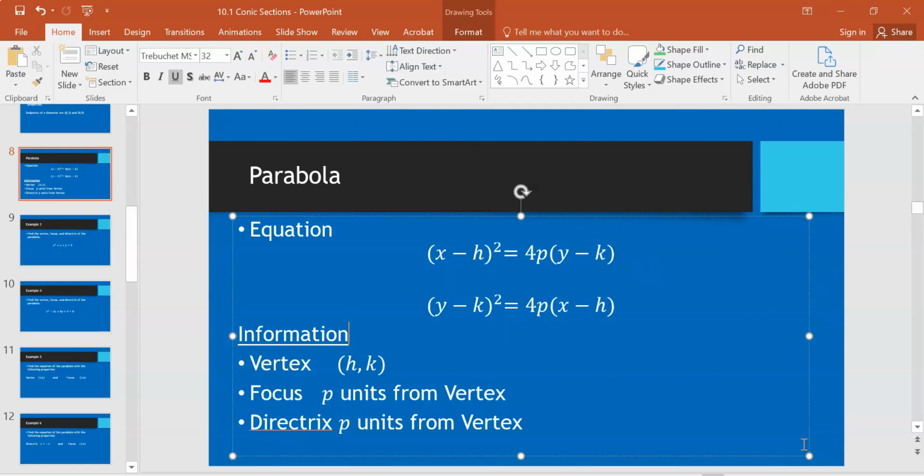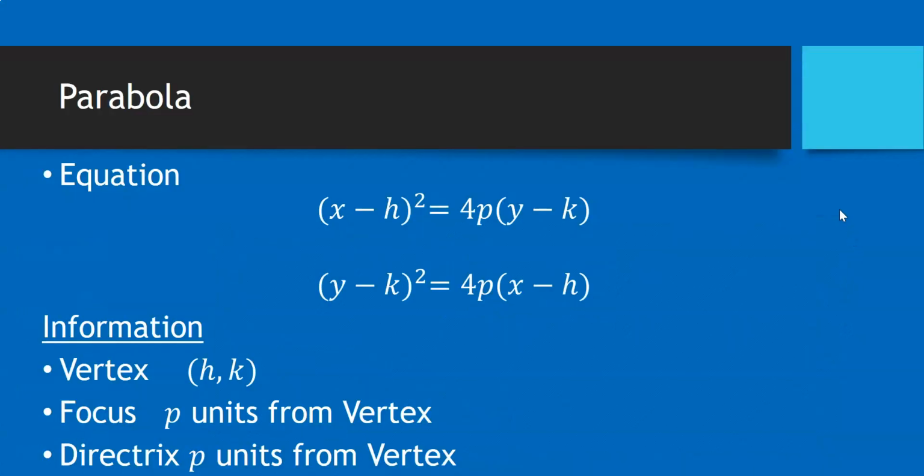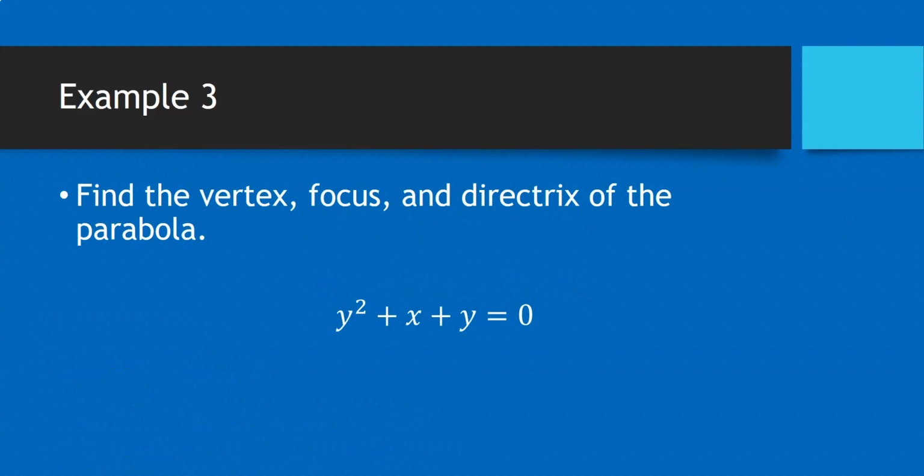Now we're not going to focus too much on the geometric aspects of this. What we're going to do is the same types of problems as we dealt with before with the circle. So let's find the vertex, the focus, and the directrix, the three main components of the following parabola: y squared plus x plus y equals 0.